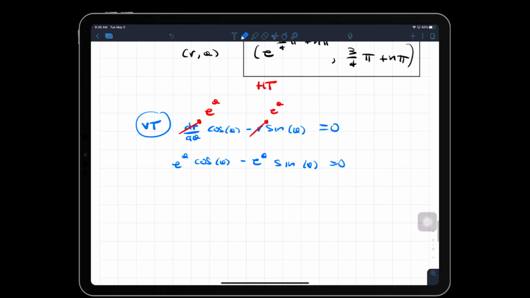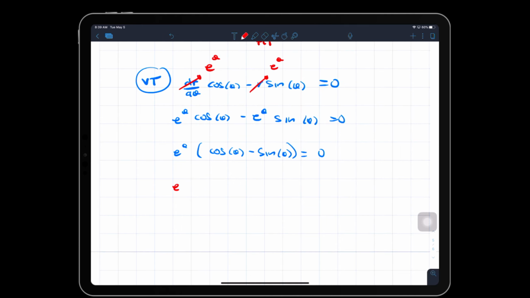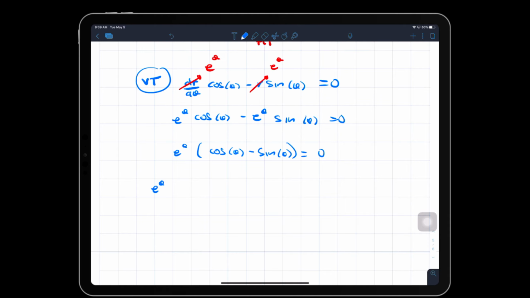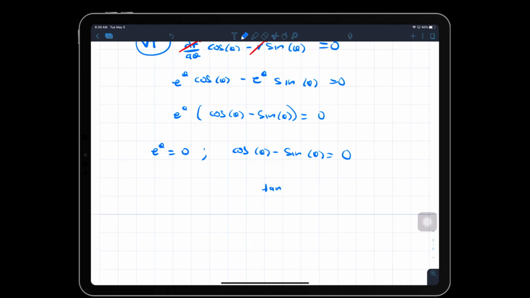And let's go back here. Let's write it a little bit nicer. We can factor out that e to the theta again. And you have cosine theta minus sine theta equals 0. And by that 0 product rule, you know that that means e to the theta is 0, but that never happens. Right? We say e to the theta is 0. Does not happen. But cosine theta minus sine theta equals 0 does. And that just implies here that tangent theta, like we've seen in the past, equals 1.